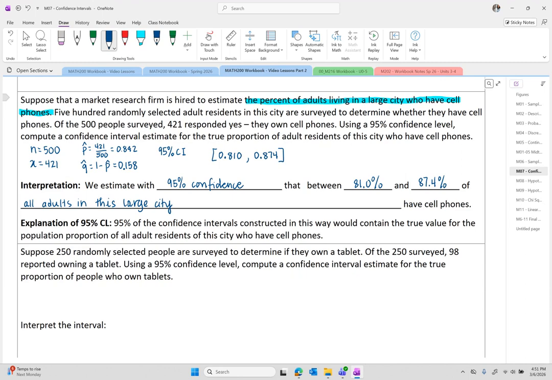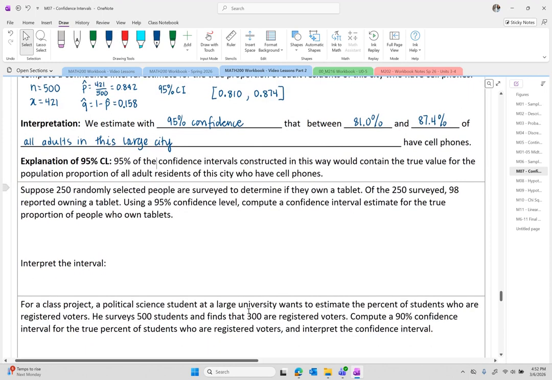So, explanation of the 95% confidence level. 95% of the confidence intervals constructed in this way would actually contain the true value for the population proportion of all adult residents of the city who have cell phones. So there is a 5% chance that we have not captured the true population proportion of adults that have cell phones, and we are 95% confident that we have captured in this interval the true population proportion.